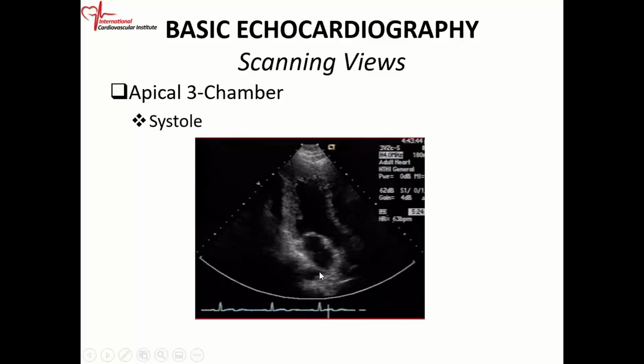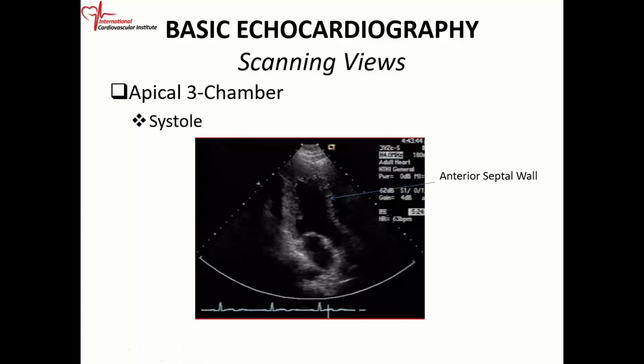This is the descending aorta. The aortic valve is right inside there. You have the aortic root and the ascending aorta. Okay. So what are the structures? We talk about the anterior septal wall.